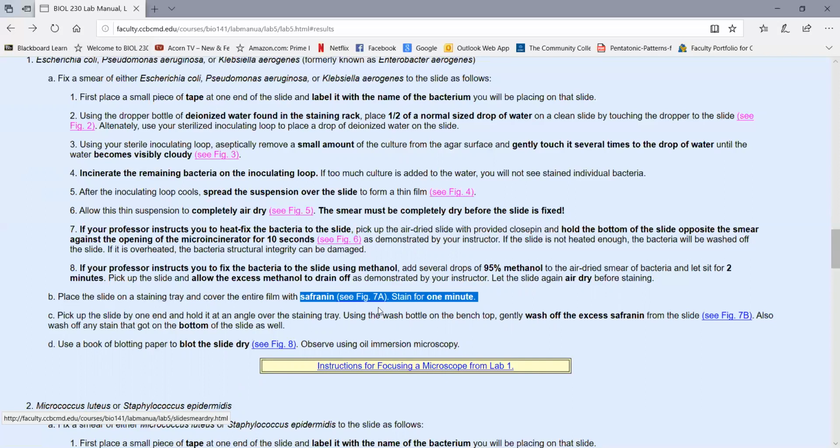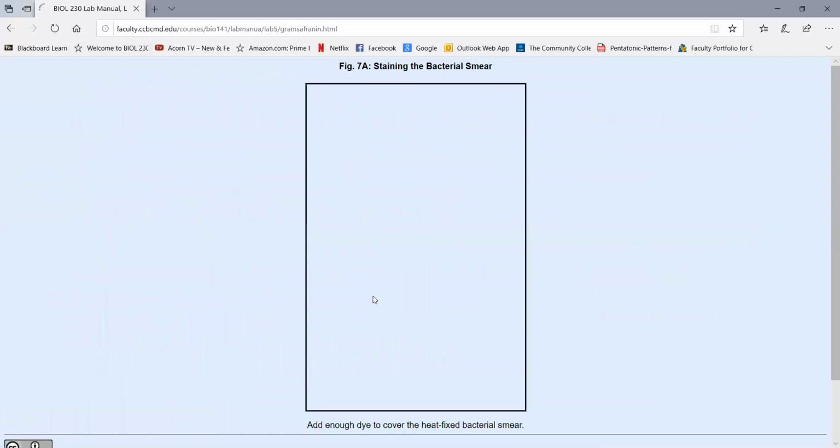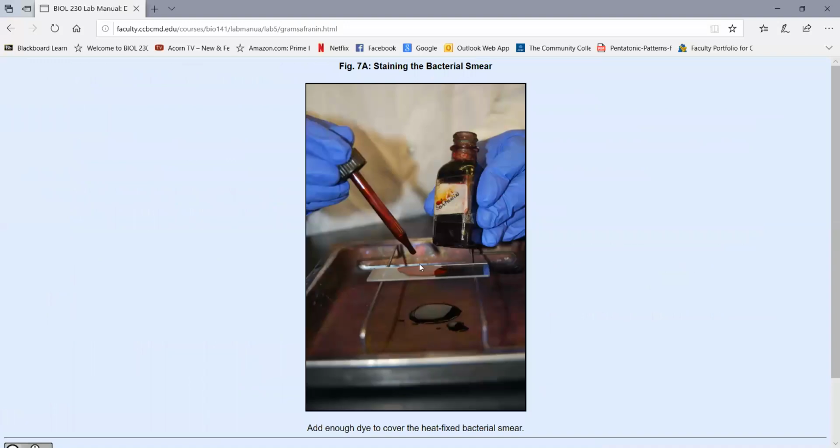So that means you cover the smear with the safranin. You add enough safranin to cover the entire smear. Try not to get it on the taped area. Now we use the larger squeeze bottles rather than the dropper bottles that we used to use. But again, you want to add enough to cover most of the smear. Try to keep the tape dry though. Leave that on 1 minute.